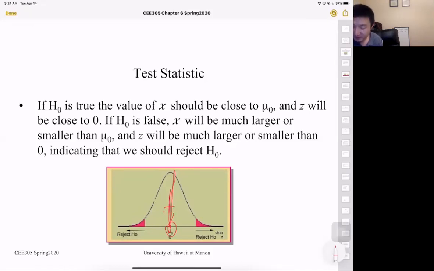If H0 is not correct, then the sample mean x-bar will be much larger or much smaller than mu. So the z value will be much larger or much smaller than 0, indicating we should reject H0. The red zone is called the rejection zone, because the z value is either too large or too small.